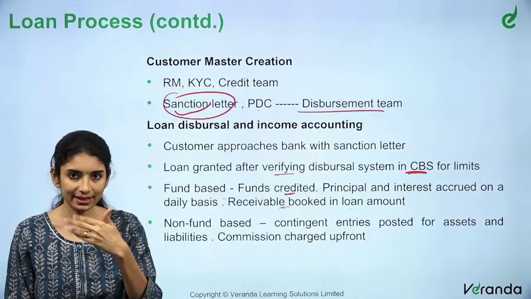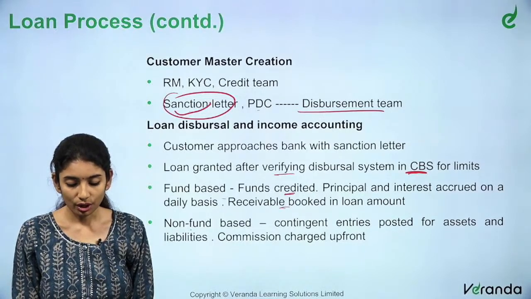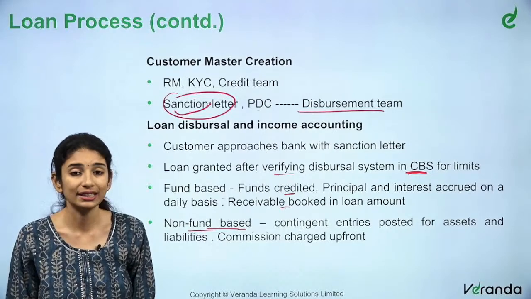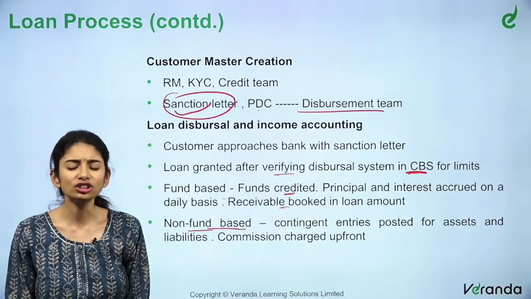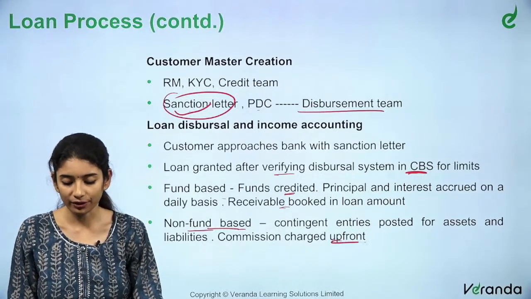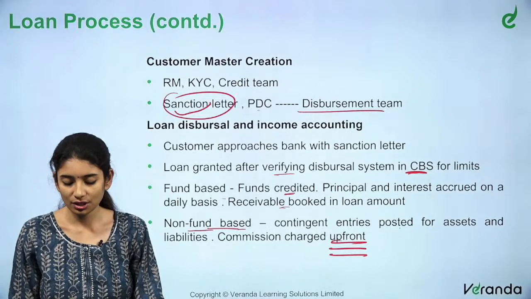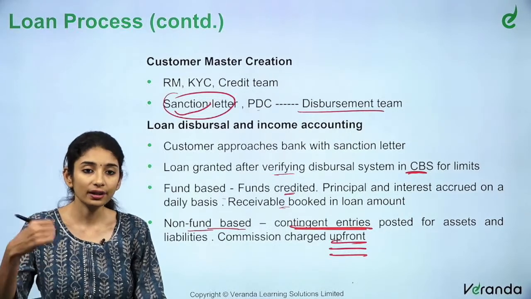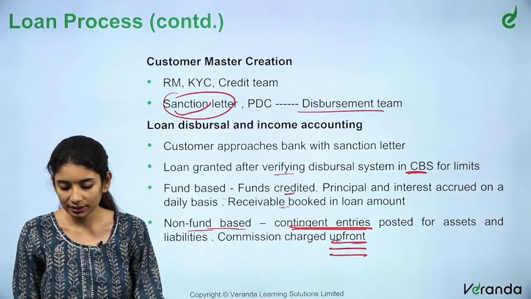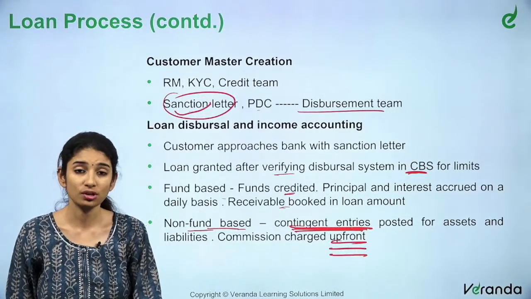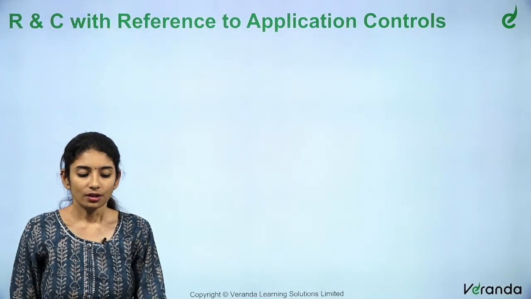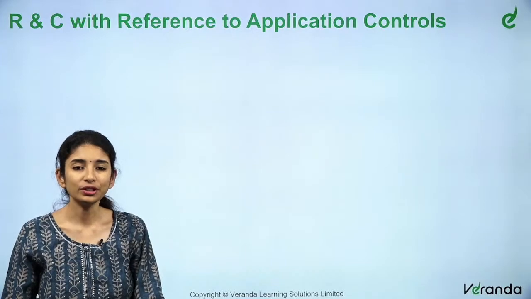Receivables are booked in an asset account, the loan receivable account. Non-fund based, please note, means letter of credit or bank guarantee. Contingent entries are posted for assets and liabilities. Commission is charged upfront. Contingent means in the event of the failure of payment, we will have to pay the money, right? So contingent entries are posted for assets and liabilities as the case may be. Clear?